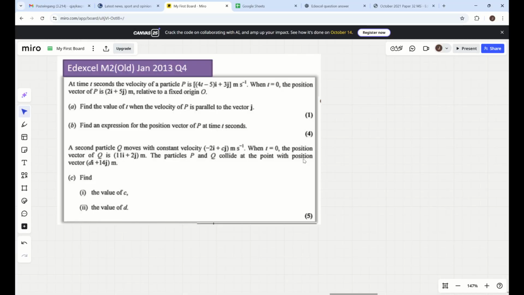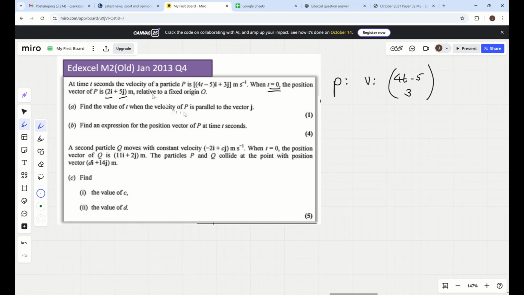So it says particle P has got, so for particle P, let's write this down. For particle P, we've got a velocity, which is 40 minus 5t and 3. At t equals 0, the position vector is this. Okay, so these are going to be, like we've just said, because it's t equals 0, that will be our C1 and our C2 value.